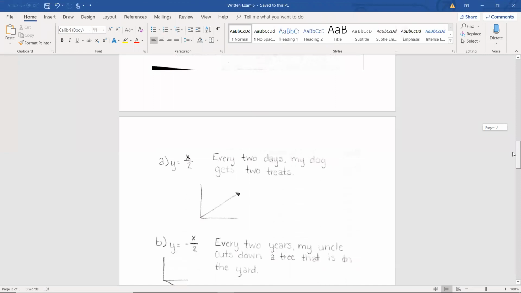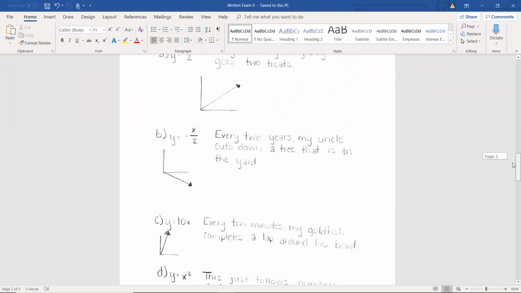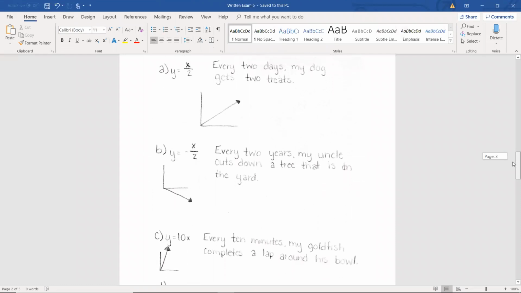Next, we are finding graphs and creating little scenarios to given equations, and the first one is y equals x over 2, and then so I said every 2 days my dog gets 2 treats, and that's just a simple graph with an upward slope. For this one, this slope is going to go downwards, so this is like the number of treats he gets as it goes up. In this one, sorry, I should have explained it more. As days go on, he gets more treats.